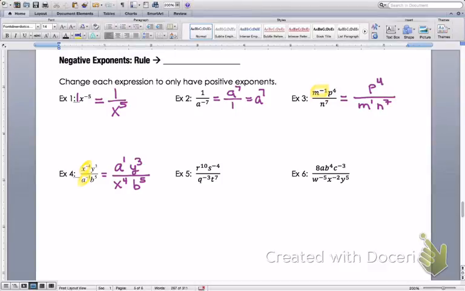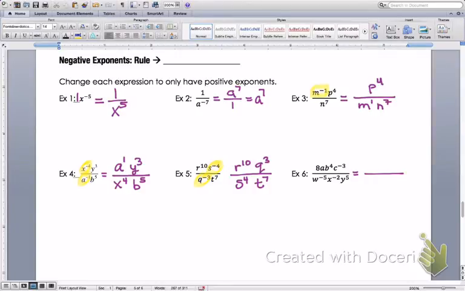So looking at this next one, we're going to have to go ahead and move this one and that one, the s and the q. So the r to the 10 stays, the s to the 4 goes down, the q to the negative 3 goes up, and the t to the 7 stays at the bottom. All right, I want you to try number 6, pause it, and then come back and check your answer when I show it on this video. So pause, try number 6, and then check your work.